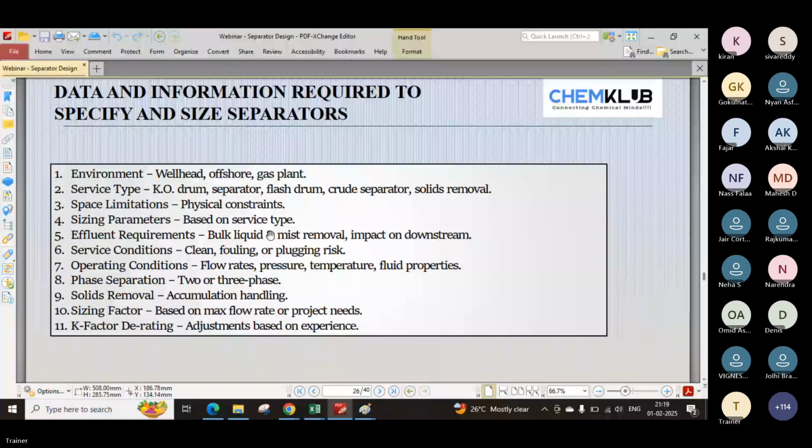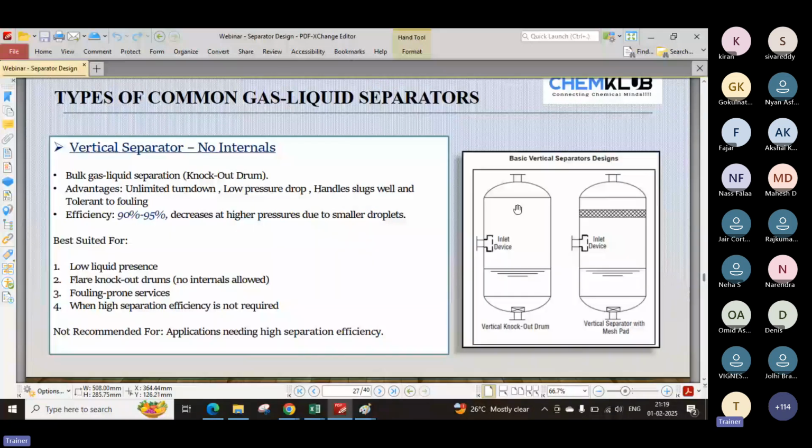Okay, this is what we have talked about, the inlet devices. An inlet device means the device placed at the inlet nozzle, which helps to ease the separation. These are the devices there to allow or help the separation.